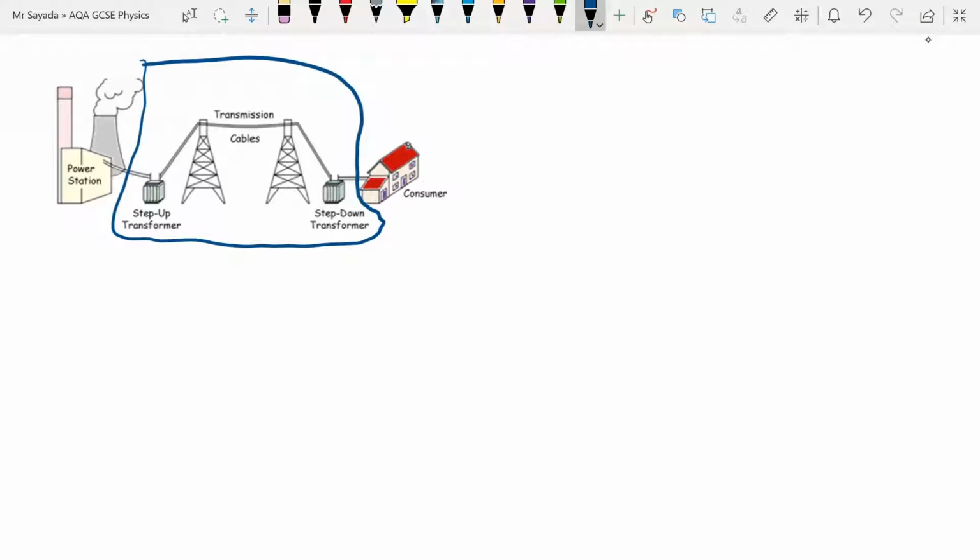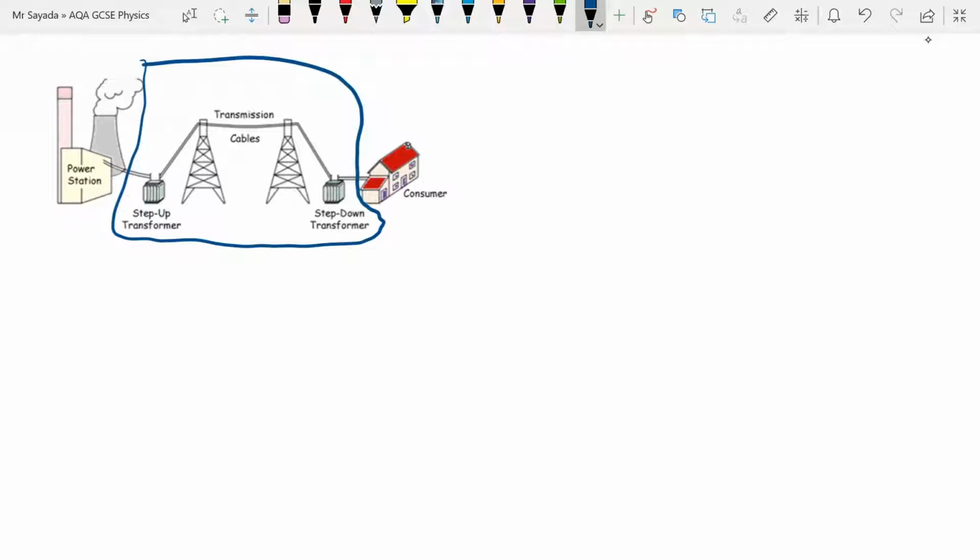So the simplest question you could be asked is, what are the parts of the national grid? What would you say to that question? Pause the video, say your answer, and press play once you're ready. Hopefully you've said that the parts of the national grid are the step-up transformer, the transmission cables, and the step-down transformer. We're now going to look at what these parts do.